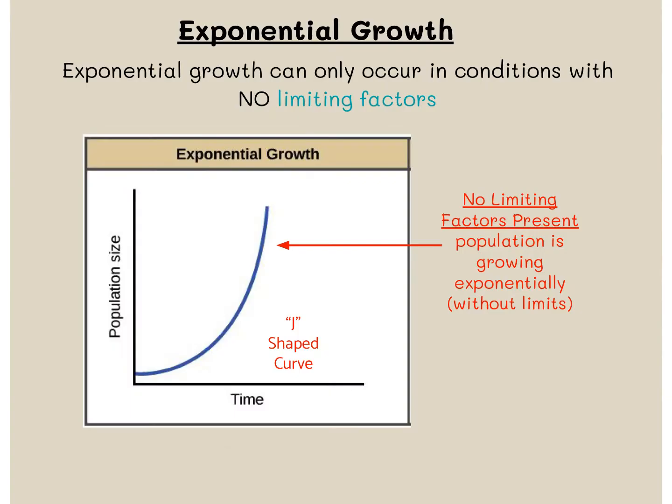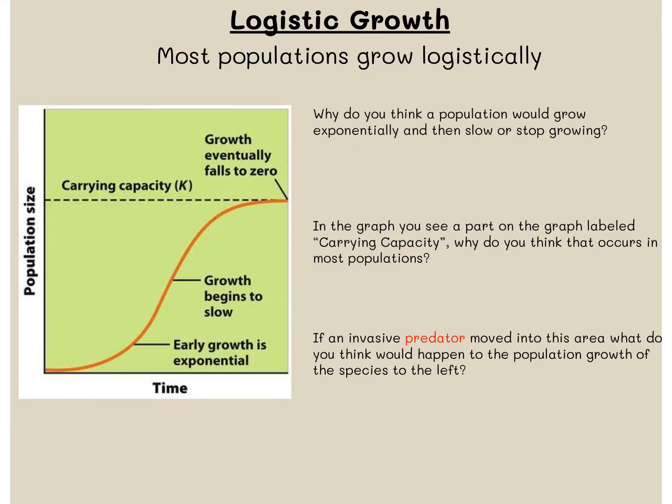Okay, go ahead to your slide. So exponential growth can only occur in conditions with no limiting factors. So in our invasive species example, or when we're talking about humans, there are no limiting factors present. This is why the population can grow exponentially. They have no limits. So again, we call that a J-shaped curve because the population is growing extremely rapidly. There are no limiting factors limiting their growth. Okay, now go on to the next slide.